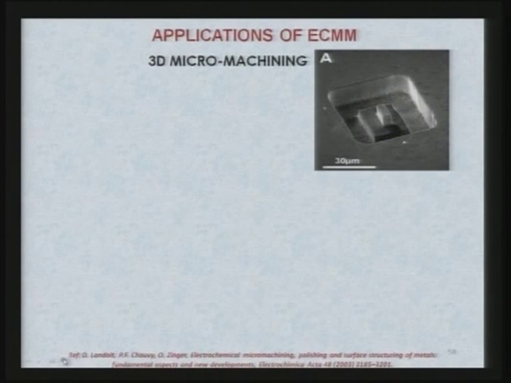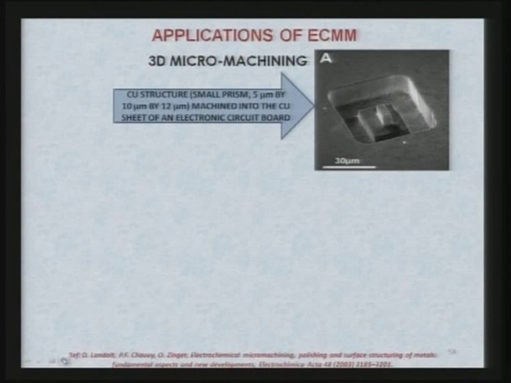Let us see some of the applications of electrochemical micro machining. Here you can see an example of 3D electrochemical micro machining, where you can see the portion has been milled and some projections are there. So, a copper structure, a small prism 5 micrometer by 10 micrometer by 12 micrometer, machined into the copper sheet of an electronic circuit board. You can see the scale also given over here for 30 micrometer. So, the sizes of different parts or sections of this cavity and projection can be evaluated.